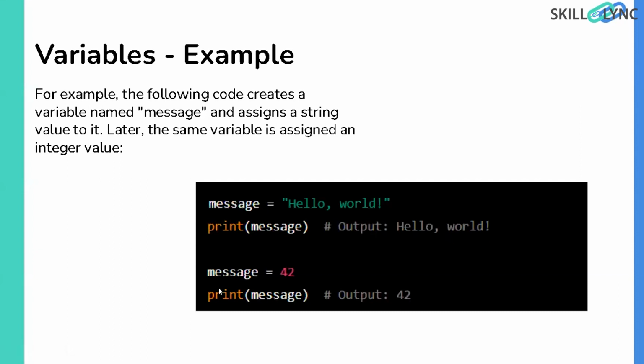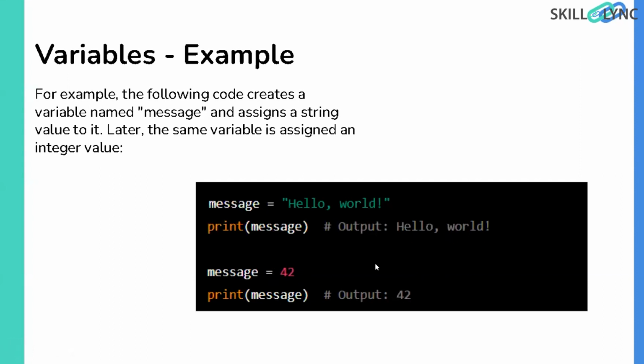Similarly, we have one more code which is given. Here also we are writing it as message, and here we have assigned a number to it. So message is a variable, and we have assigned a number to this variable. And when you print that particular variable, it will display what is being stored. So here we are storing number 42 in this particular variable name called message. So when you print message, it will actually display 42.